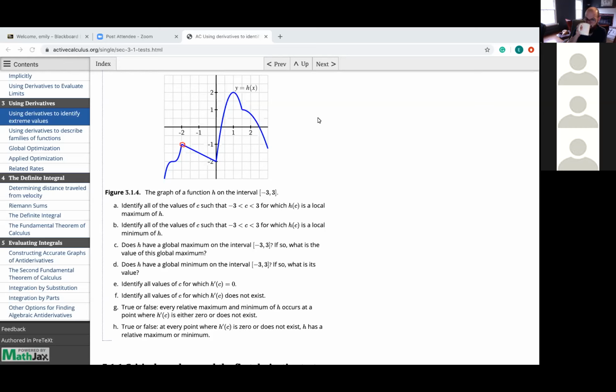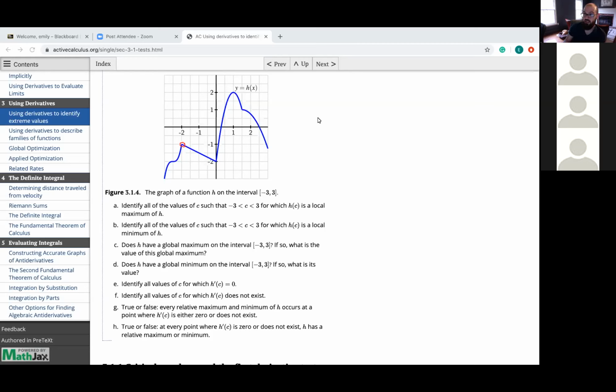I think H is false because at 1.5, that's not differentiable, but it's also not a maximum or a minimum. Right. Yeah. So that's an example where it doesn't have to be. So just because the derivative is 0 or does not exist doesn't necessarily mean that we're going to have one of these maximums.